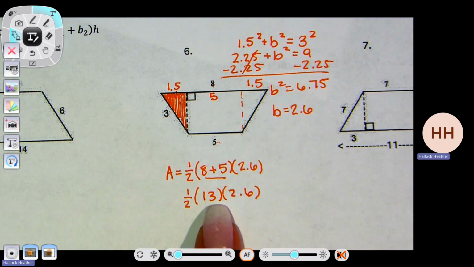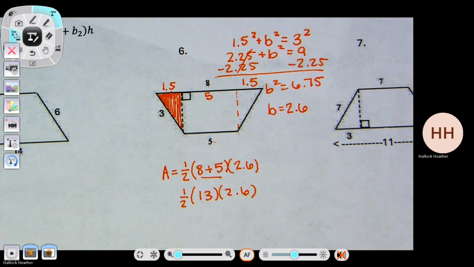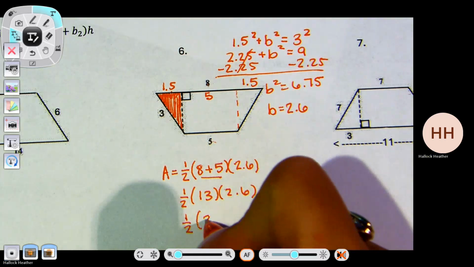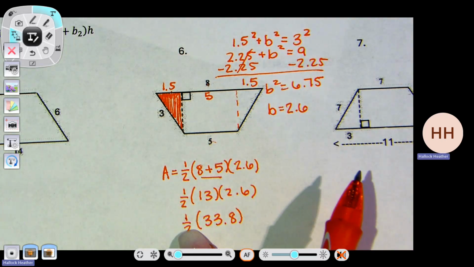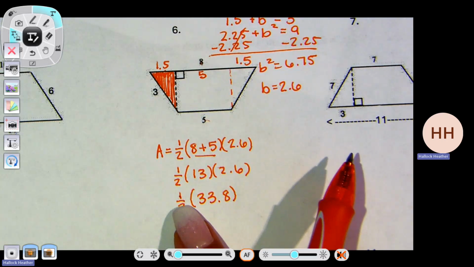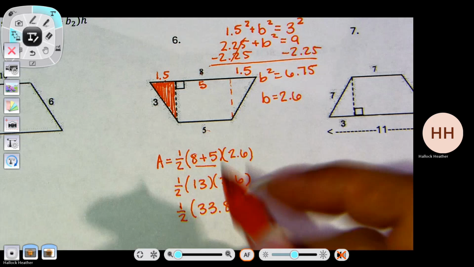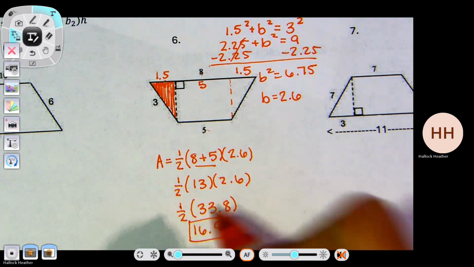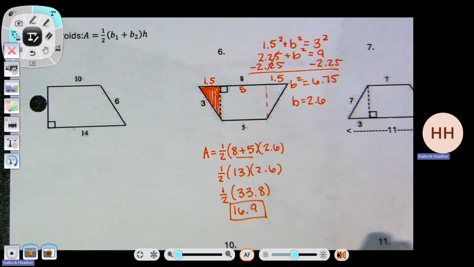So I would do 13 times 2.6 because let's not make our life crazy with the fraction yet. So 33.8. And then you're taking this and multiplying by 1/2, which is cutting it in half. So just divide by 2. So 16.9. Just put 16.9. It's not that terrible. Not like crazy.